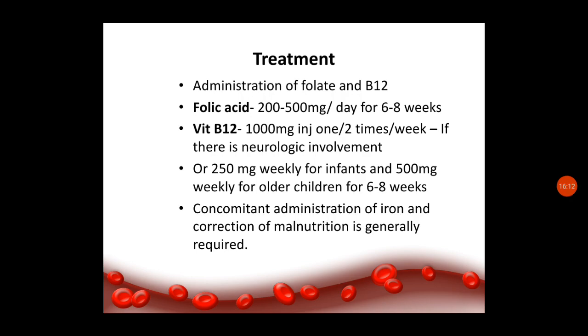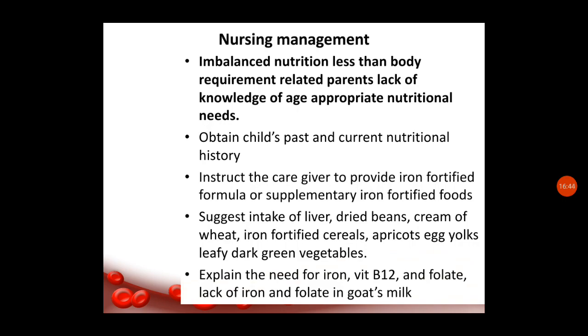Okay, otherwise we can go for 250 milligram weekly for infants and 500 milligram weekly for older children for 6 to 8 weeks, and concomitant administration of iron and correction of malnutrition is generally required, because usually the micronutrients will be deficient, and along with that other nutrients also may be deficient. So the proper administration of the drugs, iron, and supplementation with a good diet, that is also very important in the treatment of megaloblastic anemia. Also in any nutritional deficiency disorders, we have to manage it properly by correcting the malnutritional status. Okay, so regarding the nursing management, generally for all anemia, how we can give a nursing management.